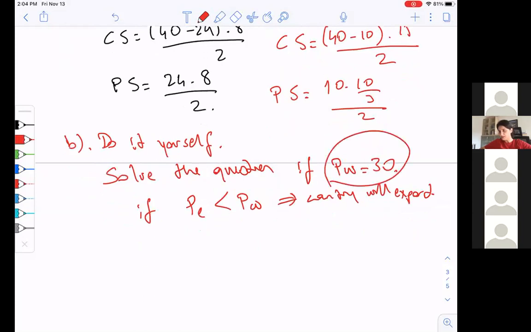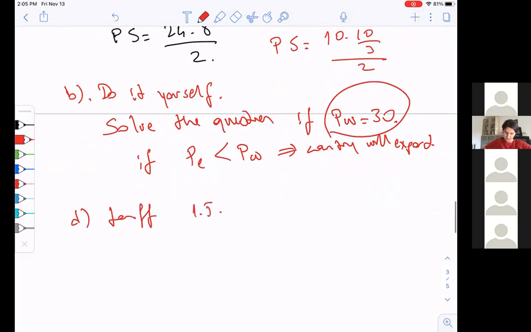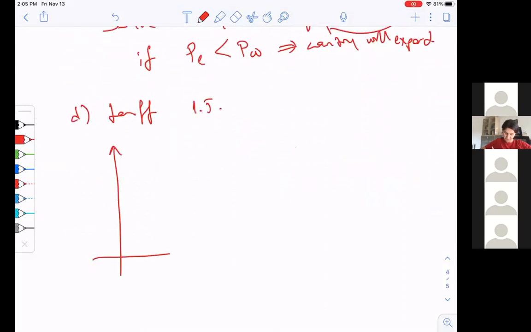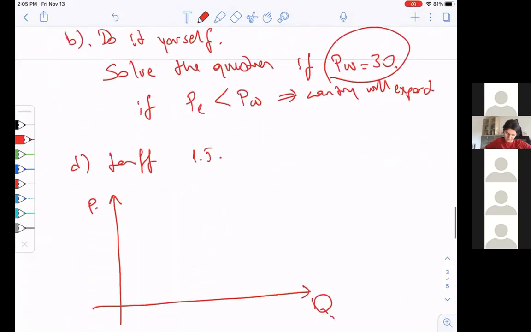If there is a tariff of 1.5 Turkish liras on the imported good, what will happen compared to the case without tariff? So we can solve this. Let's do the one in part B. This is the tariff as 1.5. Okay, I'm drawing it again. Neydi bu? 40, 20.